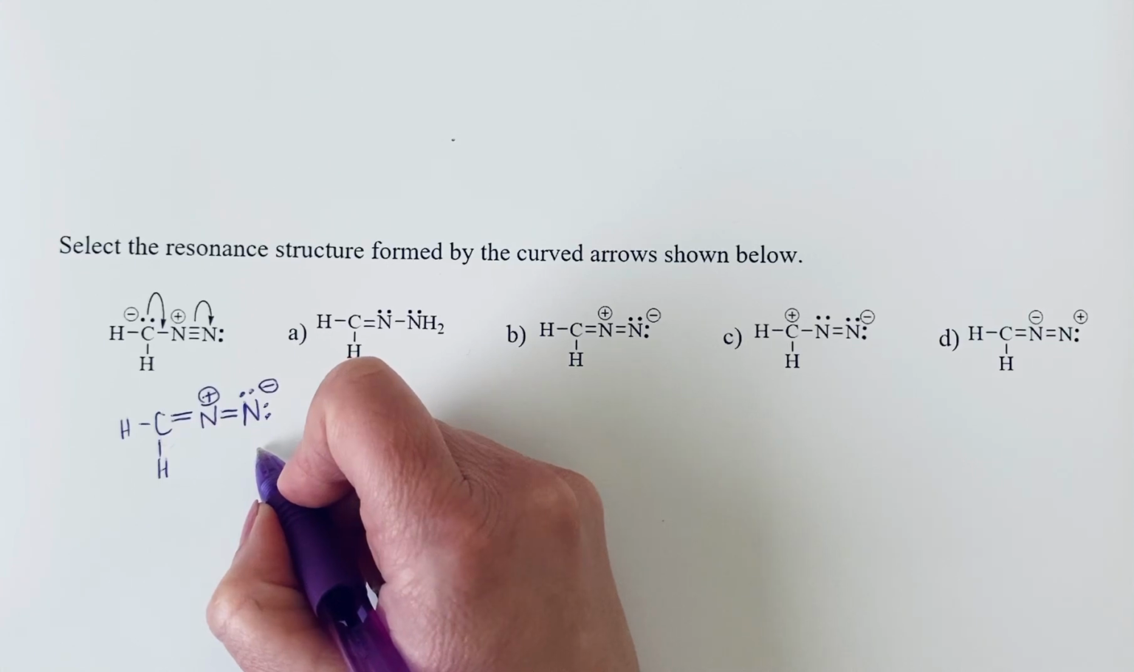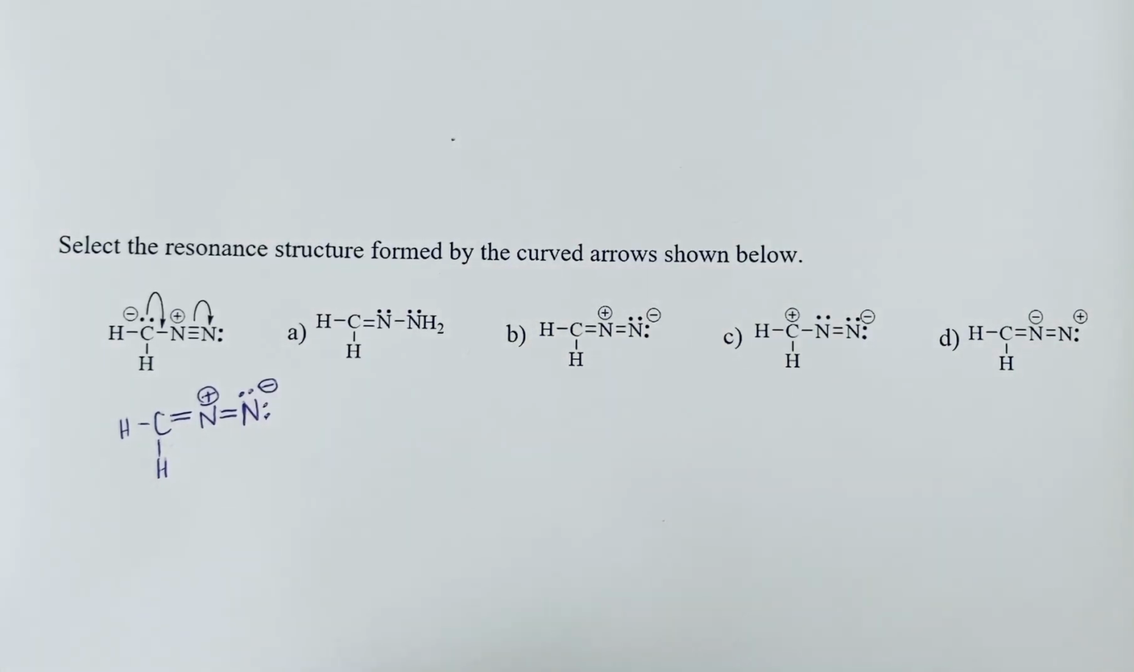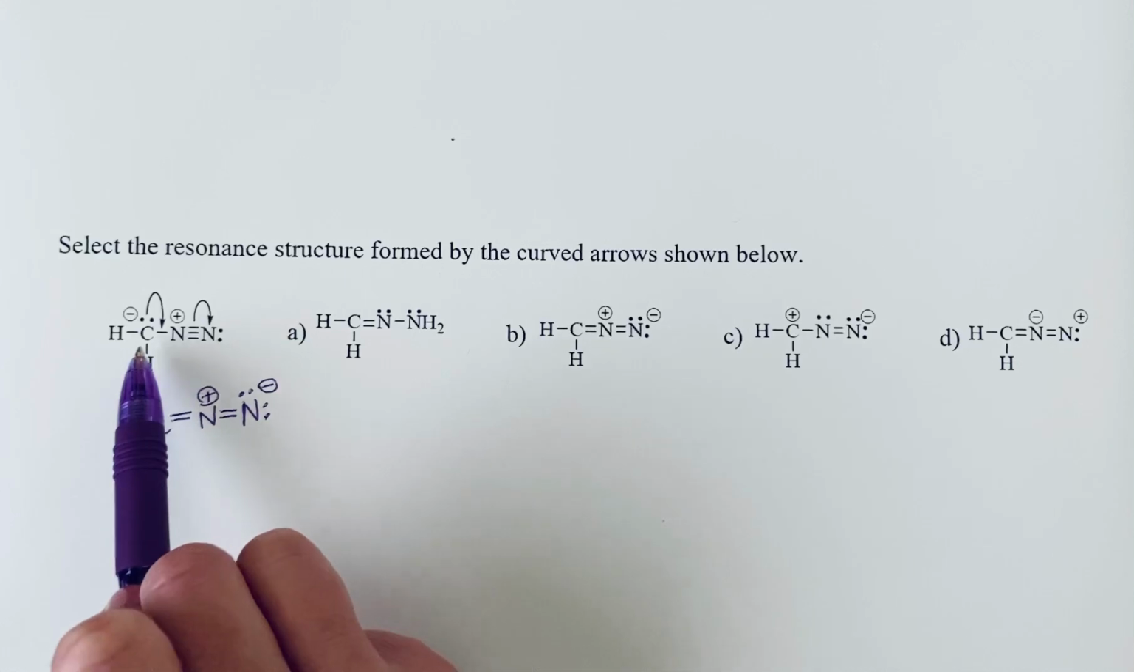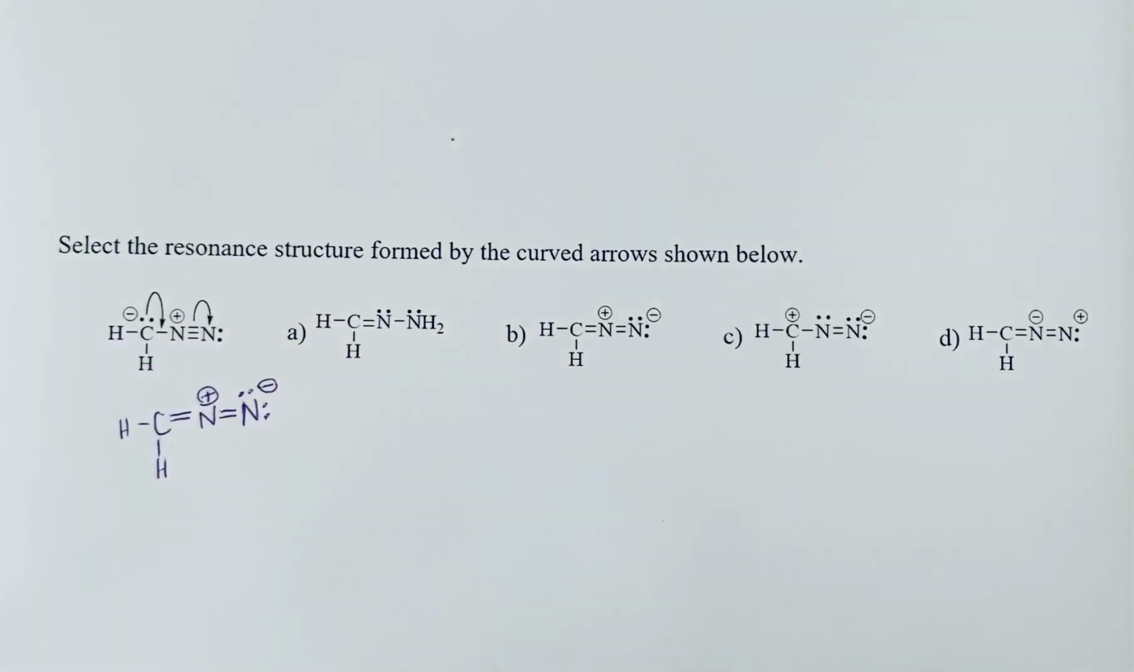Another thing we want to check with these structures is to make sure that the overall charge is conserved. We should not have accidentally gained or lost any electrons. So if we look at what we started with, we had a negative charge on carbon and a positive charge on nitrogen, so that it was overall neutral.